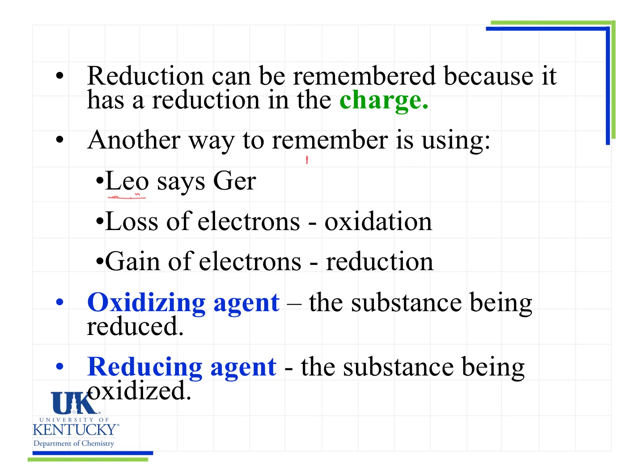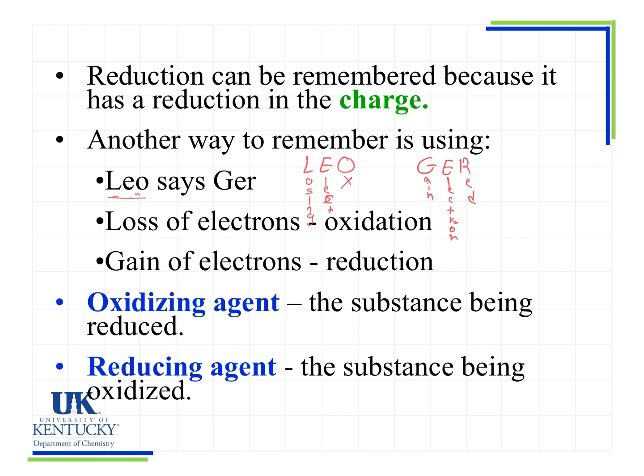So LEO is losing electron. Losing electron is oxidation, and GER is gaining electron. Gaining electron is reduction. Okay, so losing electron is oxidation, gaining electron is reduction. That's one way to remember it.